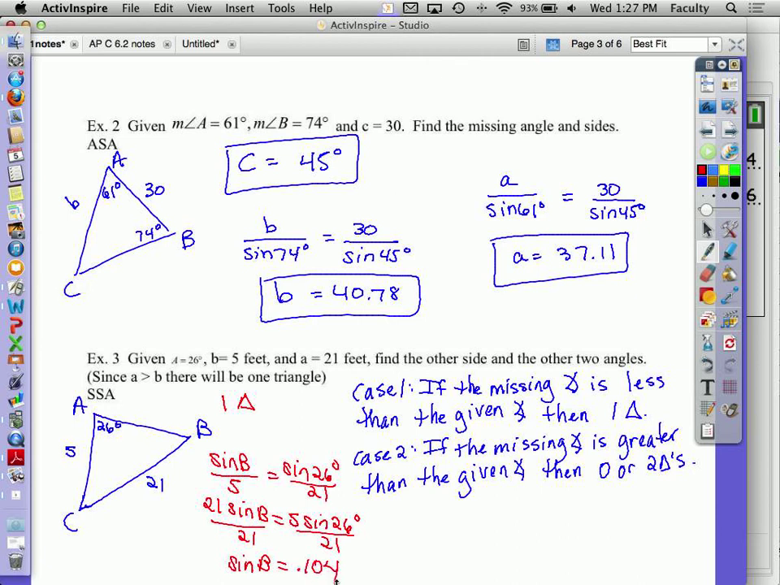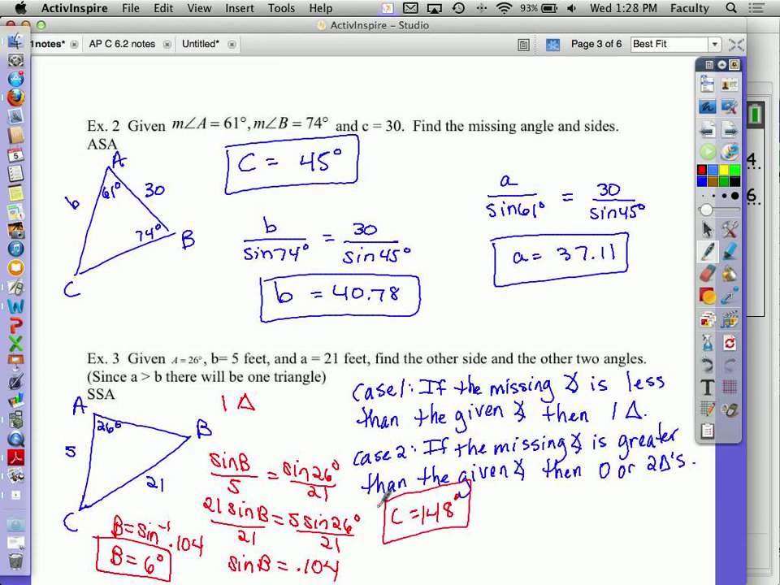Now to figure out the angle inside a sine, to undo the sine, this is where you do inverse sine of 0.104. And so I got 5.99, so I'm just going to say that's 6 degrees. If I know angle A and angle B, I can add those two together, subtract from 180, and get angle C then. I got 148 degrees.